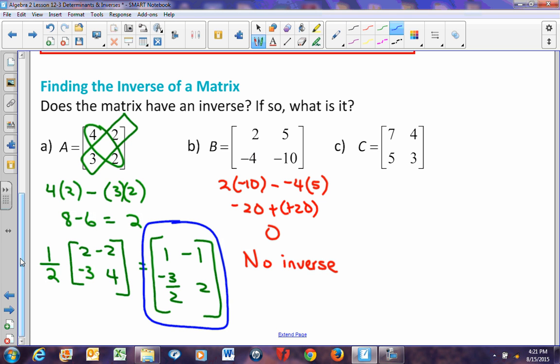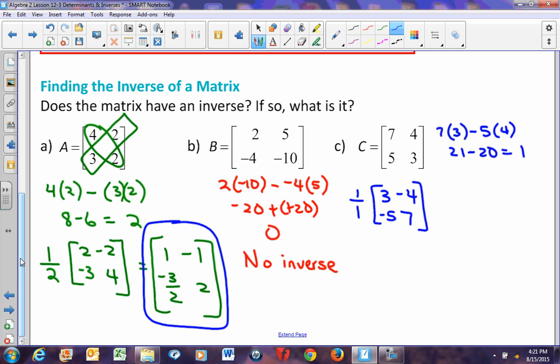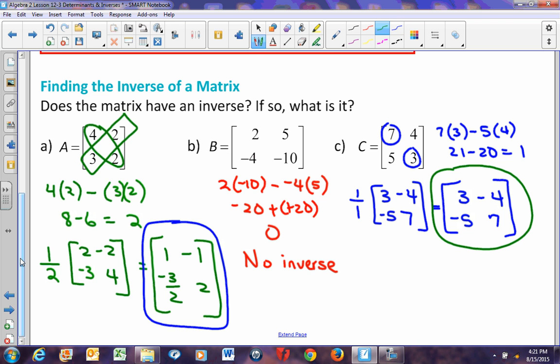Okay, so let's do the inverse of C. Does the letter C have an inverse? So 7 times 3 minus 5 times 4, so 21 minus 20, 1. So yes, it has an inverse. So the inverse is 1 over 1 times 3 goes there, 7 goes there, this is negative 4, this is negative 5. Interchange these two, make the other two negative. So it's basically the same. So the inverse is 3, negative 4, negative 5, 7. So there's your inverse for that matrix.